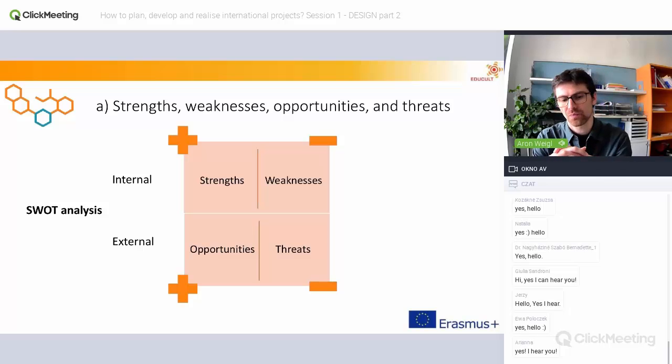And here, the external part includes all these international contexts. So that's what could be then a bit difficult for you to think about or to define. We will go into details here.